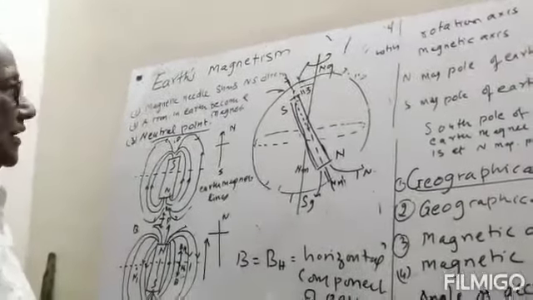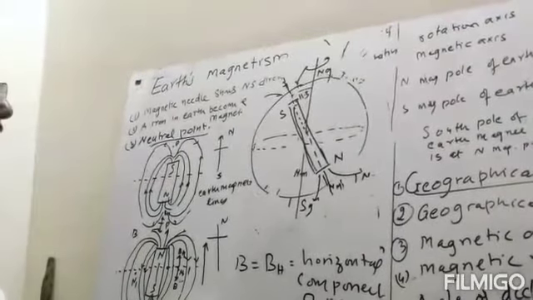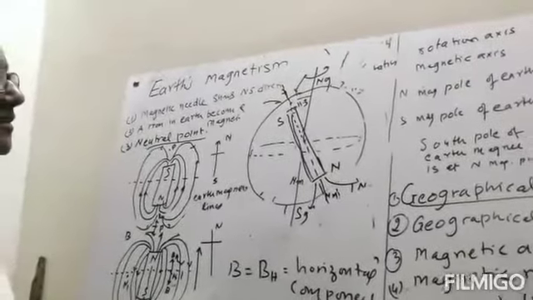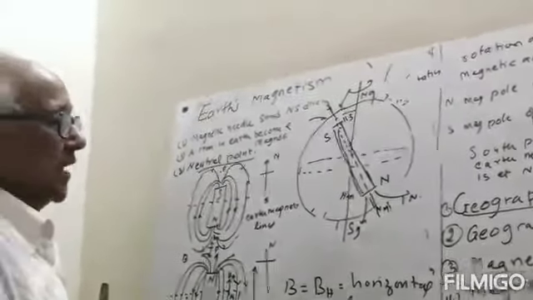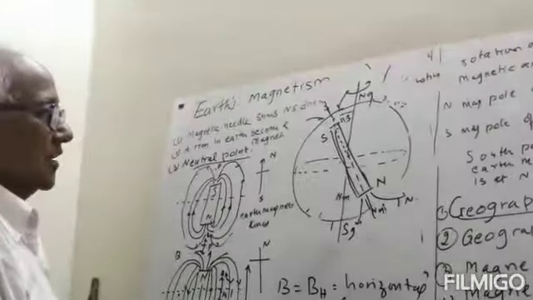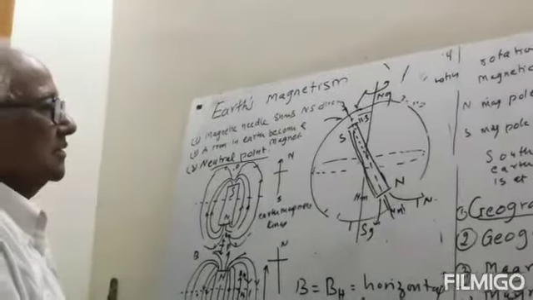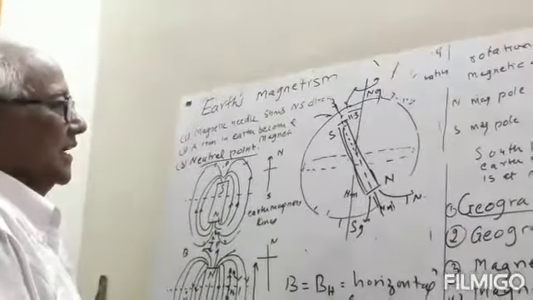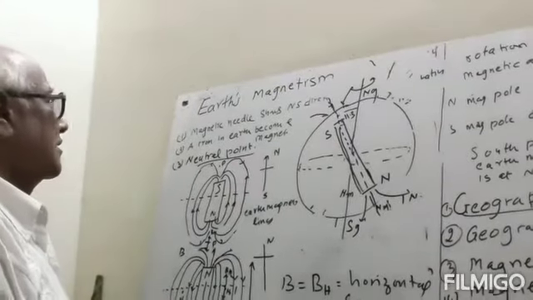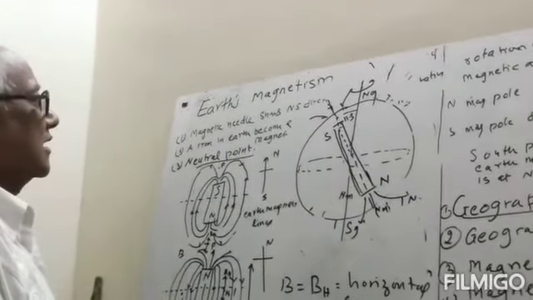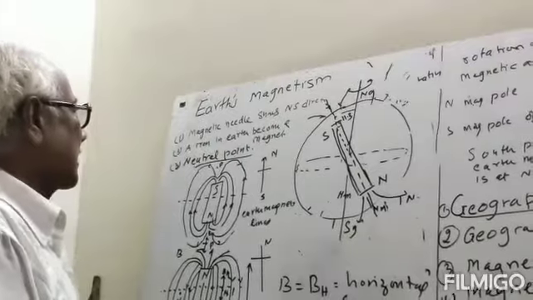Earth's magnetic field. Now we know that Earth behaves like a magnet. It's a huge magnet. So how can we say that Earth behaves like a magnet?